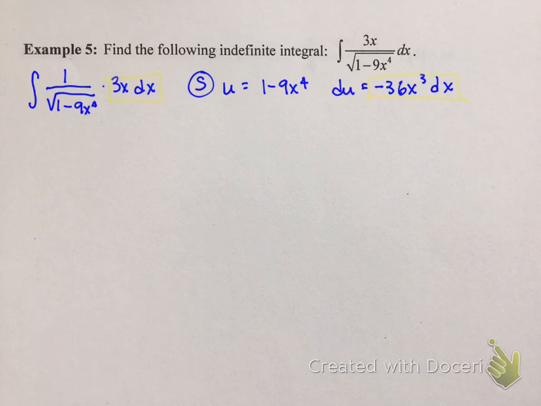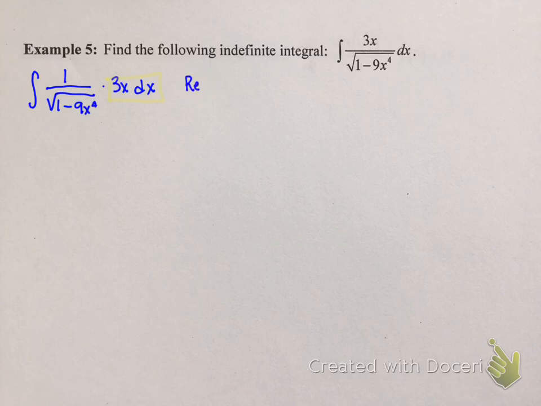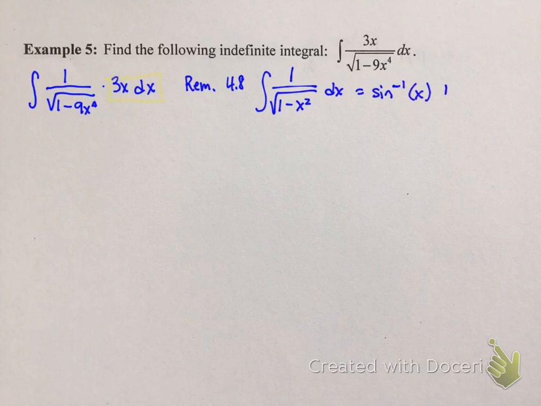So let's go ahead and erase that because that didn't work, and let's go back and try again. We don't quit. We try again. If I look at this, I remember from 4.8 that the integration of 1 over the square root of 1 minus x squared dx is equal to inverse sine of x plus c.